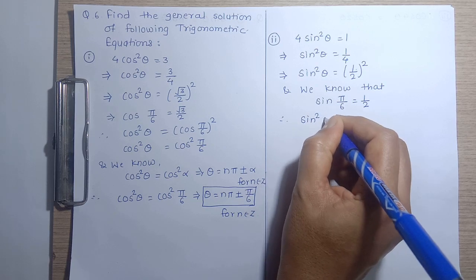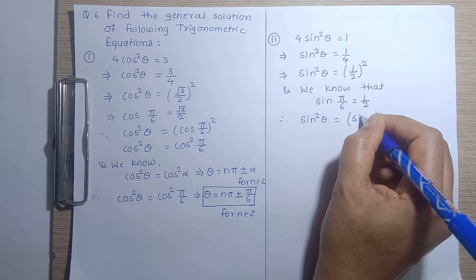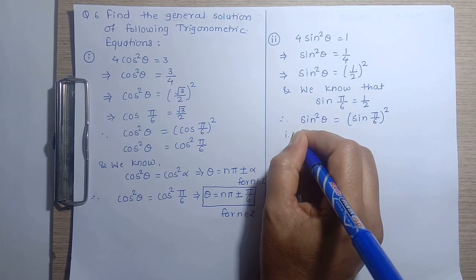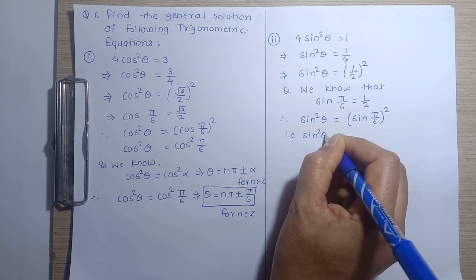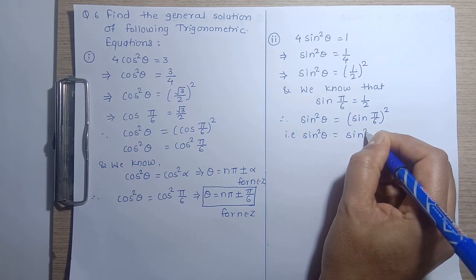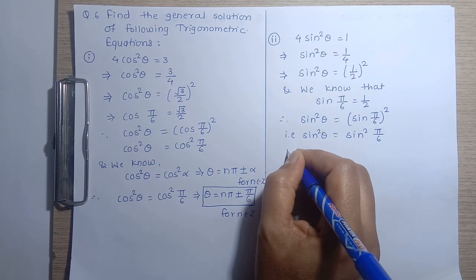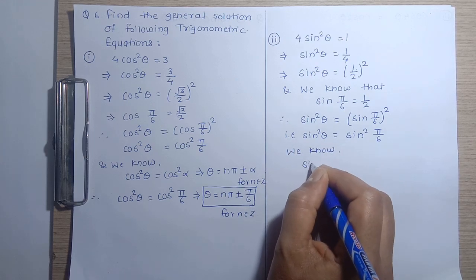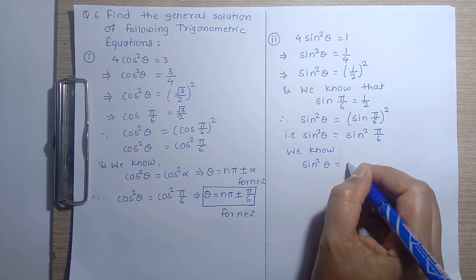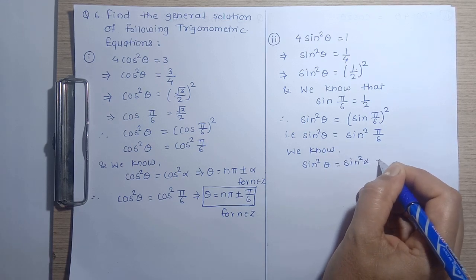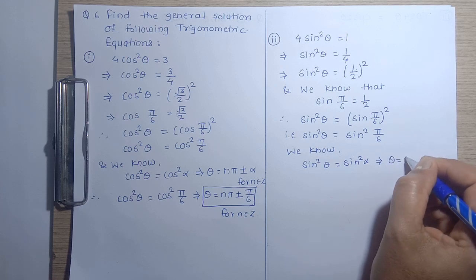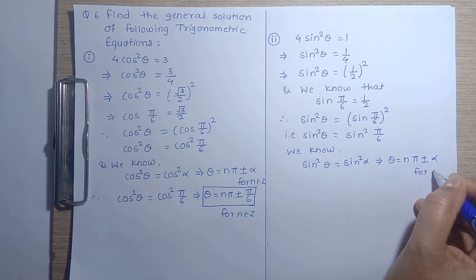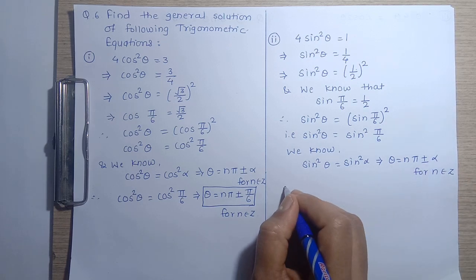Therefore sin square theta is equal to (sin of pi by 6) whole square, that is sin square theta is equal to sin square pi by 6. As we know, the solution for sin square theta is equal to sin square alpha is that theta is equal to n pi plus or minus alpha for n belongs to z.